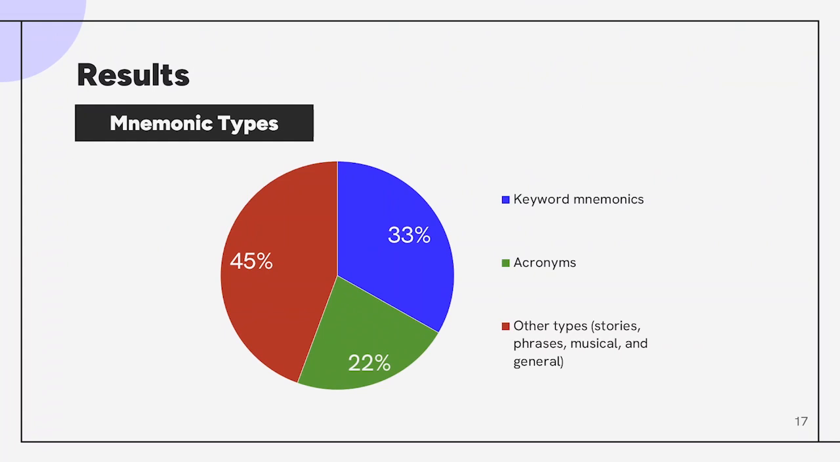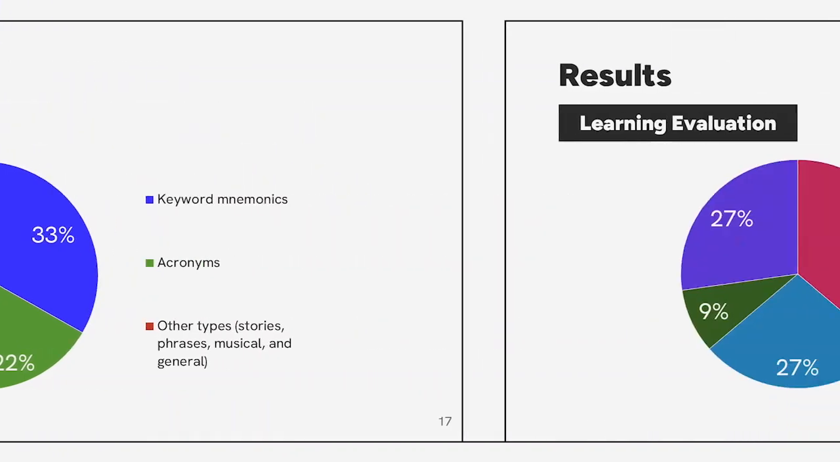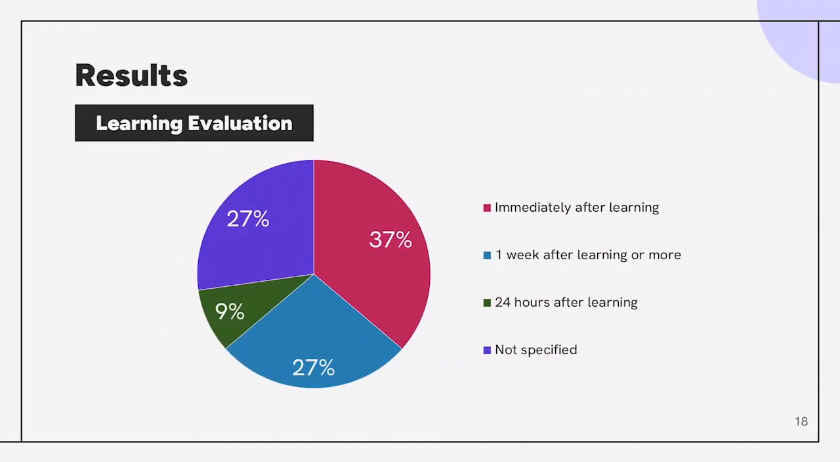Then we looked at mnemonic types and found the majority of them used various types of mnemonics, such as stories, phrases, musical, and general mnemonics, followed by keyword mnemonics and acronyms. We also looked at learning evaluation. We found that 37% of the experiments performed testing immediately after the participants learned the concepts. 27% conducted tests 1 week after learning or more, while only 9% conducted a test 24 hours after learning.